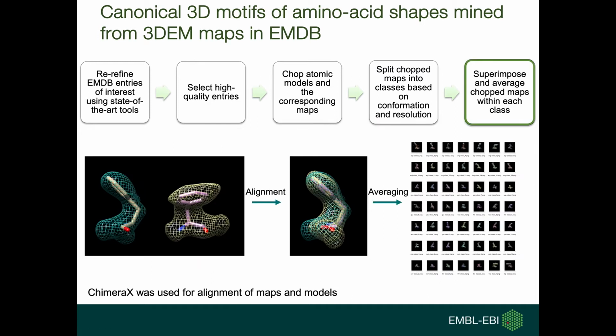After classification, we superimposed and averaged the maps of each class. For that, we first superimposed the atomic models, then we applied the same transformation matrix to the corresponding maps, and did an additional map-to-map fit. This gave us the motifs for each amino acid rotamer.